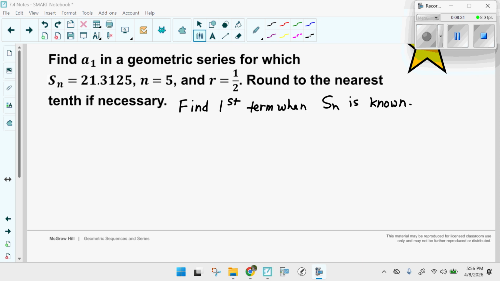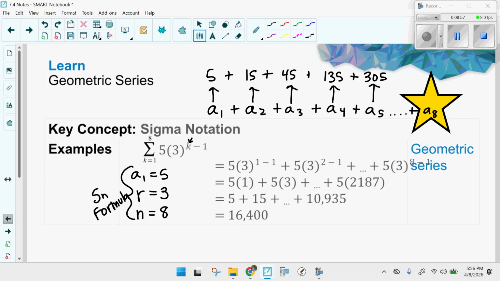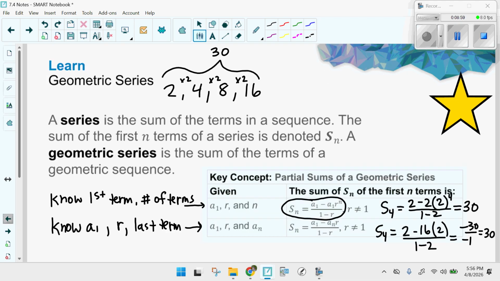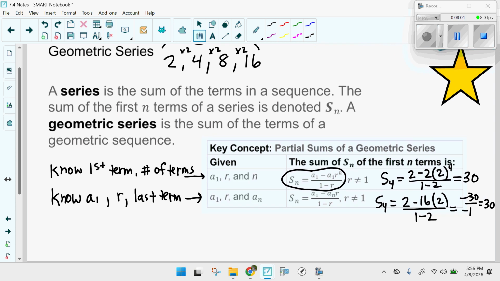Next, we're going to use our sum formula with knowing the sum to find the first term, or find the a sub 1. So we're going to find this first term. So looking at the information I'm given, the total sum, I'm also given the total number of terms, and I'm given the R value. So I'm given the total number of terms and the R value, and I need to find the first term.